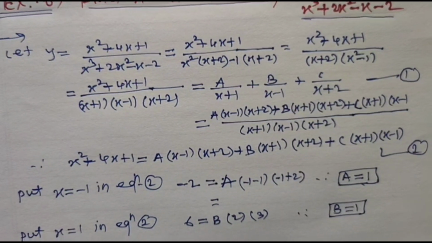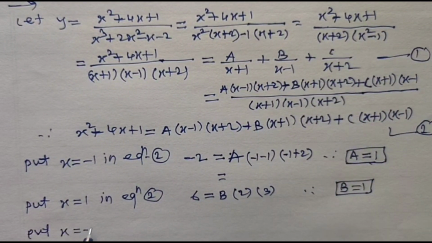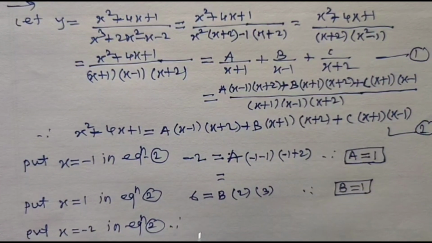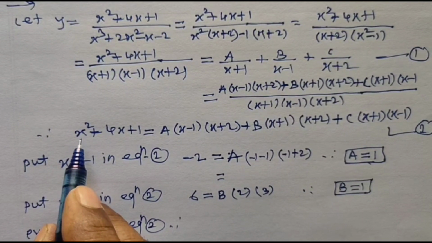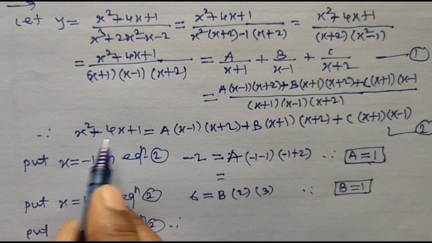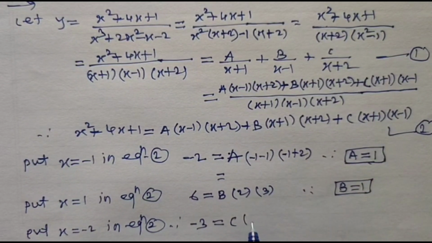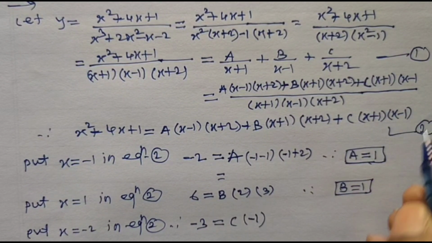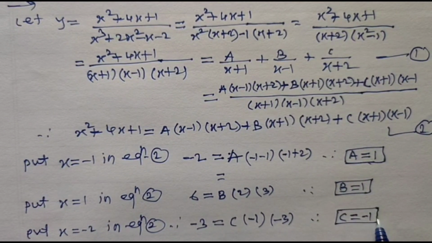Now find the value of c. To find the value of c, put x is equal to minus 2 in equation 2. Hence left hand side becomes minus 2 square, that is 4. 4 plus 1, 5. 5 minus 8, minus 3, is equal to c into minus 2 plus 1, that is minus 1. Minus 2 minus 1, that is minus 3. Minus 1 into minus 3, 3. 3c is equal to minus 3. Hence c is equal to minus 1. This is the value of arbitrary constant c.